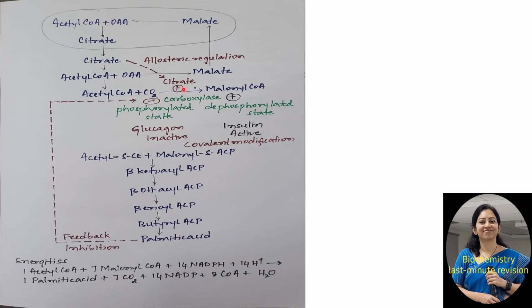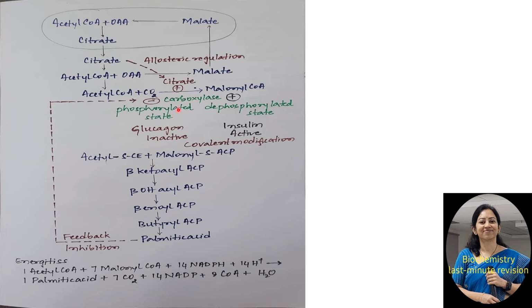Now apart from this, the allosteric regulation is done by citrate. So when a large amount of citrate is available, it will stimulate this acetyl-CoA carboxylase enzyme. So more and more acetyl-CoA will enter into de novo synthesis of fatty acid. This is about allosteric regulation. Then the other type of regulation, which is operating at the genetic level, is the induction and repression of the enzyme. So insulin is an anabolic hormone, and glucagon is a catabolic hormone. Now apart from that genetic regulation, these two hormones also bring about covalent modification of acetyl-CoA carboxylase.